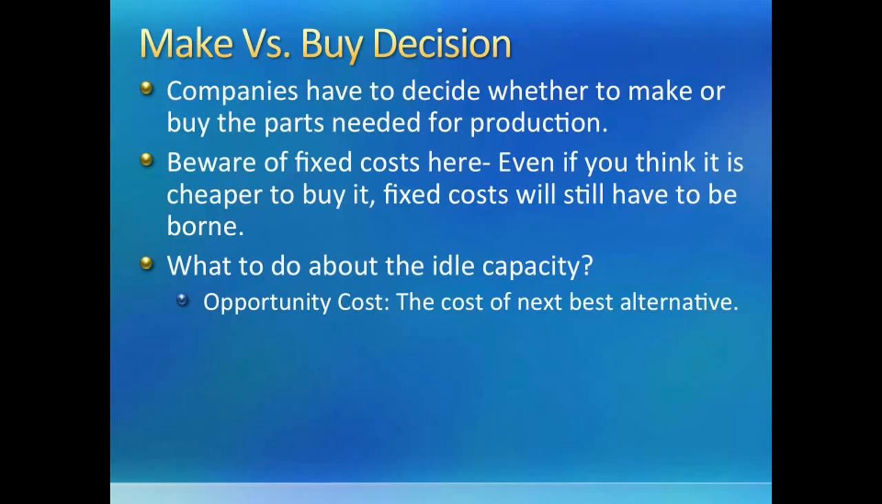So if the company has an alternative use of the capacity that just got freed, this would be an opportunity cost for continuing to make the part. So opportunity cost is the cost of the next best alternative, a benefit that must be foregone as a result of using the plant to make the product rather than buying it. Let us see this concept in action.